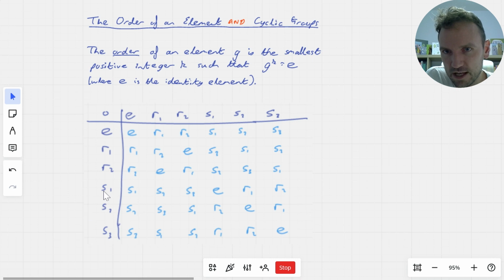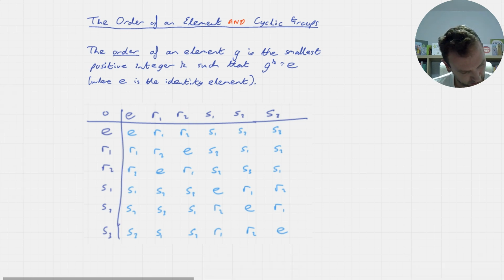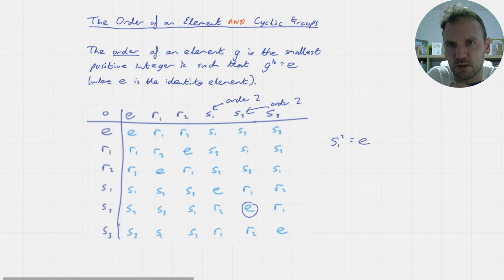If we do S1, S1, then we get our identity straight away. So we're saying here, if we do S1 squared, we get our identity element. That tells us S1 has an order of 2. Similarly, S2 squared is equal to e, so this also has order 2. And S3 also has order 2.